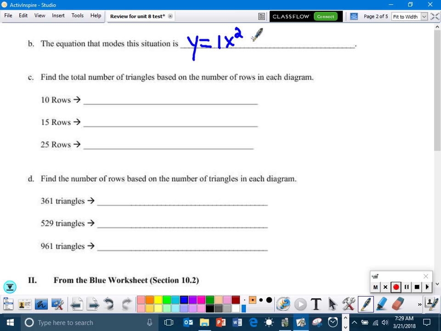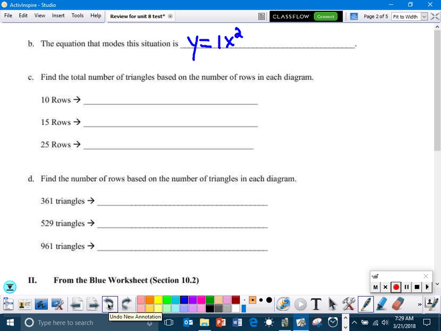Now this part you don't need. I'm going to write it and then I'm going to erase it. You could write plus 0x plus 0. That's the B and the C, but you don't need that to be there. You only need the 1x squared. In fact, you don't even need the 1 in front of that. So that is the equation that fits the pattern.